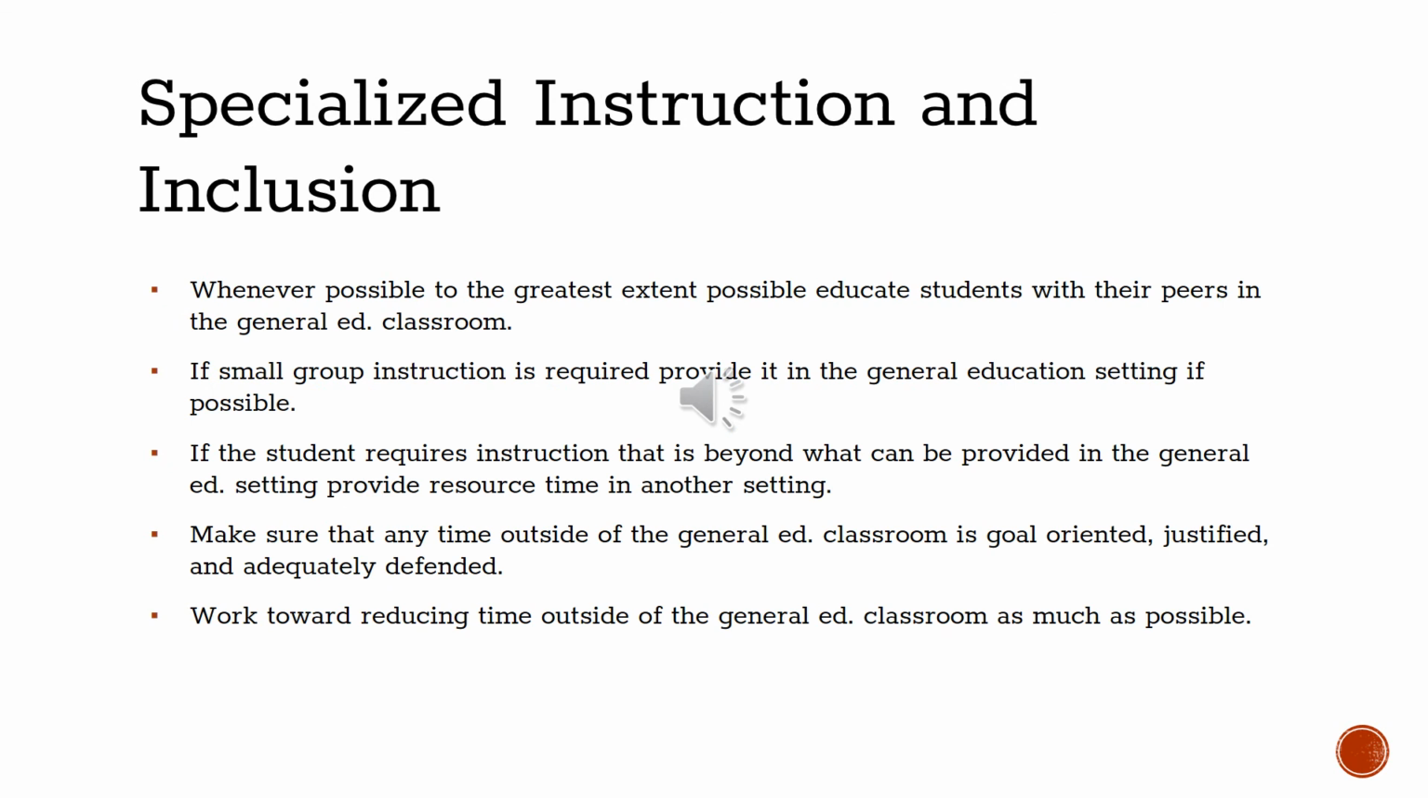Whenever possible, to the greatest extent possible, educate students with their peers in the general education classroom. As we've talked about these co-teaching models, there is more than one that offers opportunities for specialized instruction. For example, station teaching would provide opportunities to do a small group session, same as alternate group teaching. This would allow you to pull a small group of students and provide instruction on a specific goal.